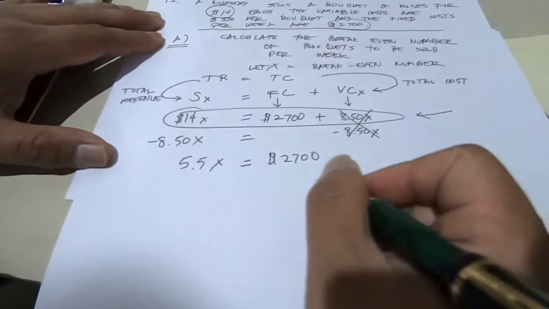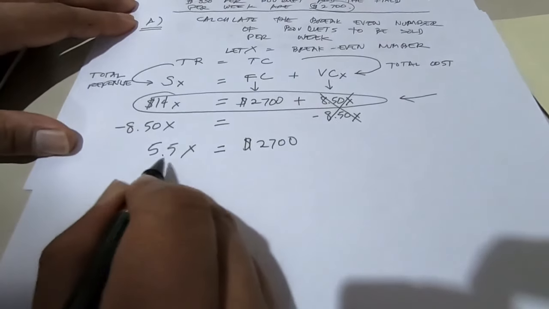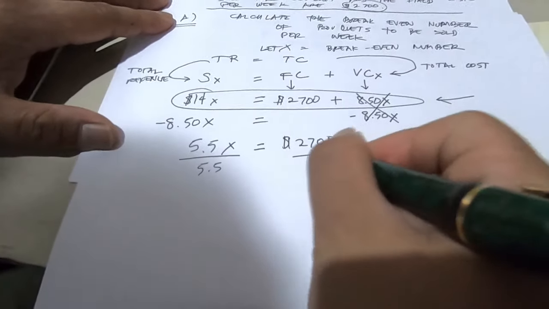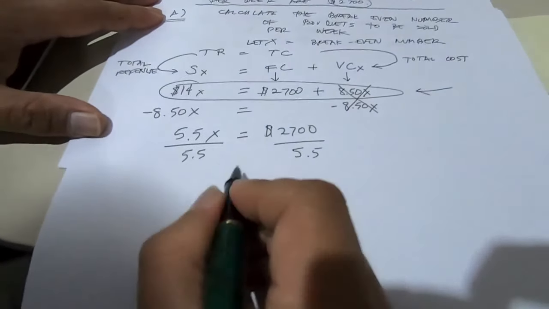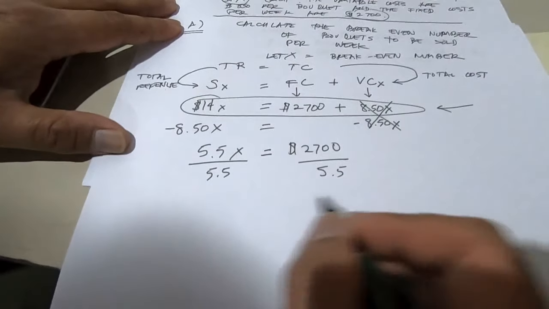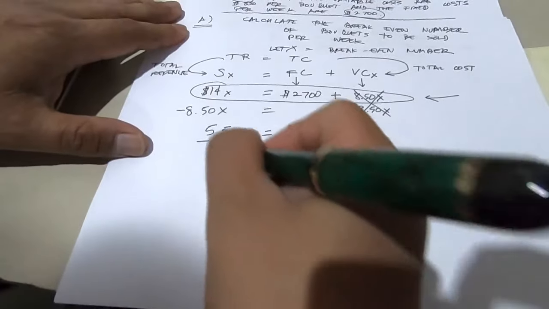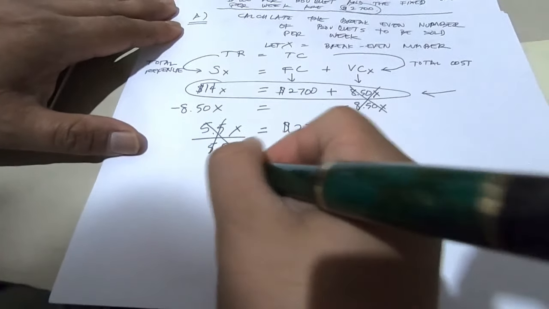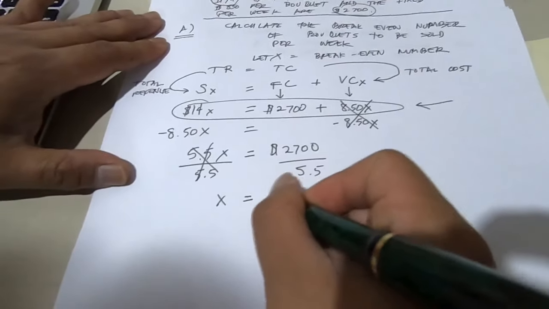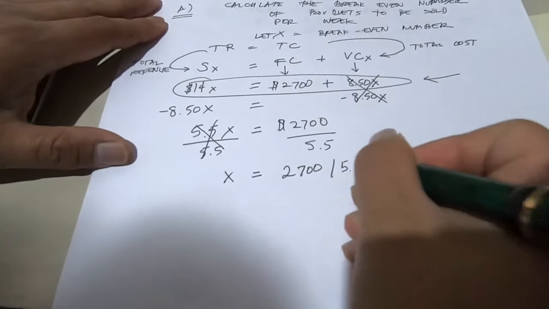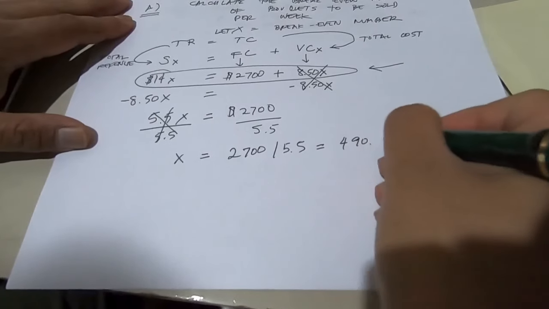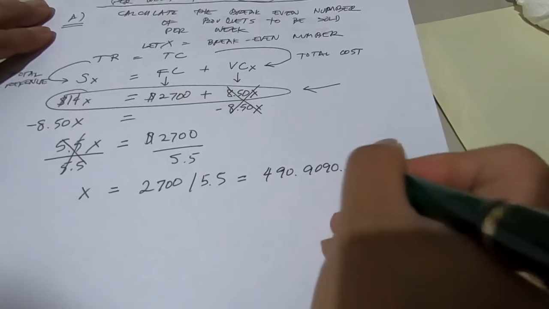5.5X. Now we want X to be isolated without the 5.5 coefficient. Divide both sides by 5.5. Again, if we divide, multiply, add or subtract the same thing from both sides, the equation remains equal in algebra. This will cancel out to leave the X isolated without a coefficient. And we simply solve 2,700 divided by 5.5. You use your calculators and you'll get 490.9090, and so on.